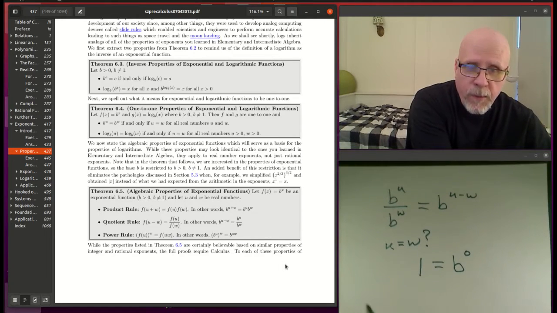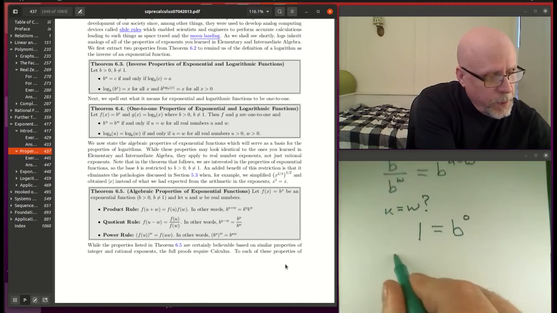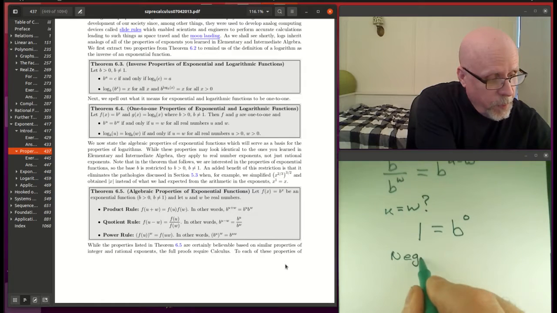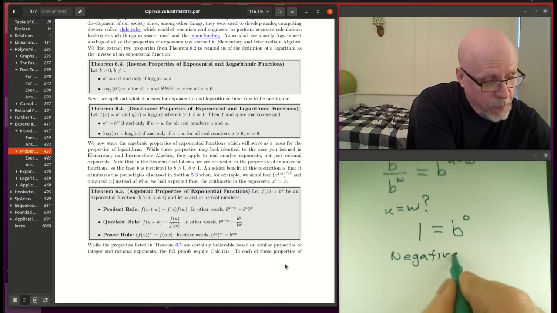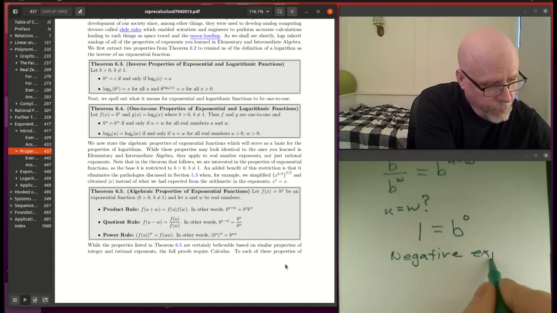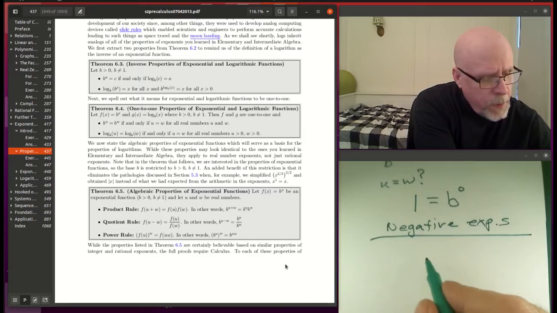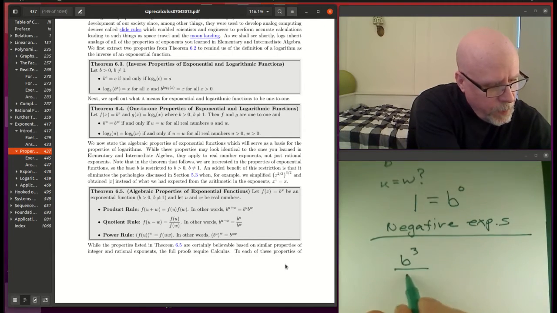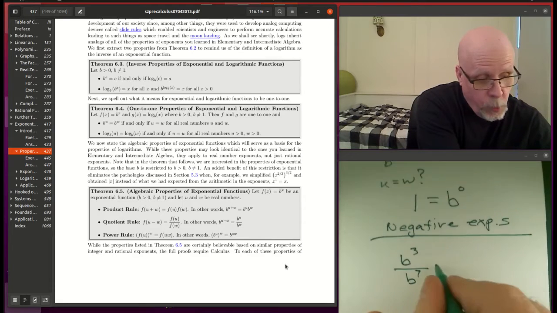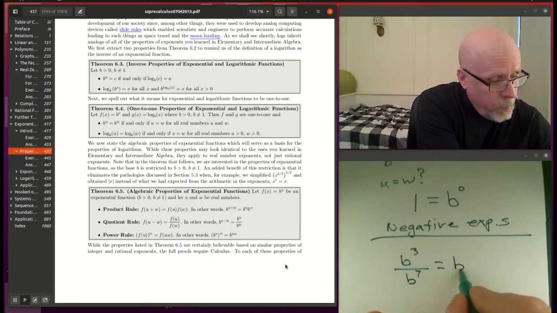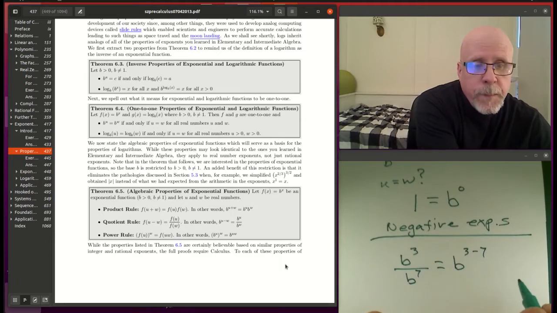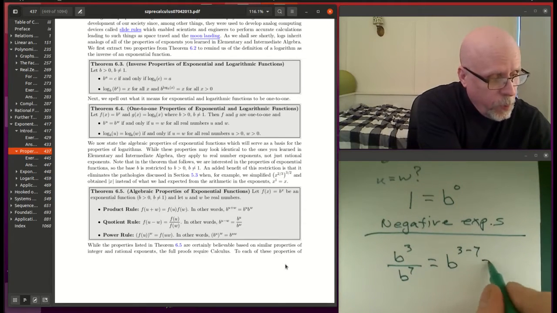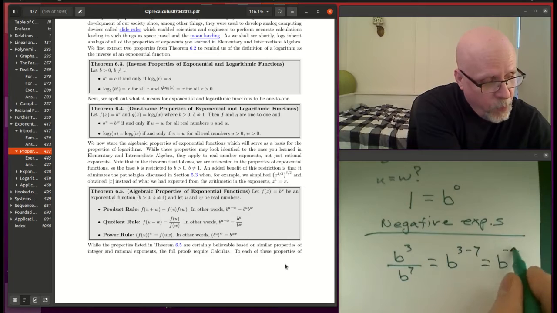Another thing you can see from this quotient thing is how to deal with negative exponents. Let me just say negative exponents and then give an example of this. If I have something like b to the 3rd divided by b to the 7, according to the rule, that would be b to the 3 minus 7. And that's b to the negative 4. In other words, we've got a negative power on b.